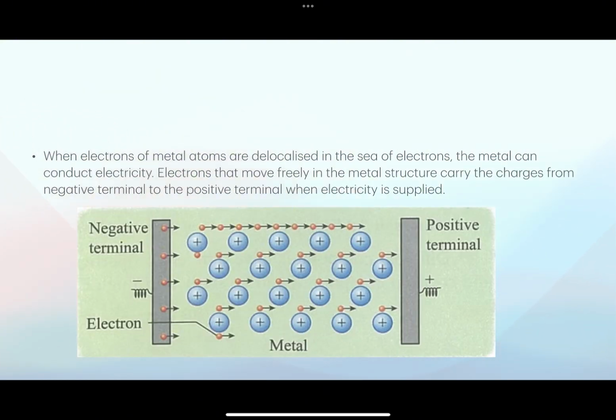Now, when electrons of metal atoms are delocalized in the sea of electrons, the metal can conduct electricity. Electrons that move freely in the metal structure carry the charges from the negative terminal to the positive terminal when electricity is supplied.